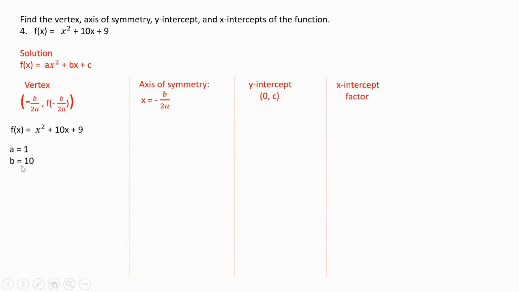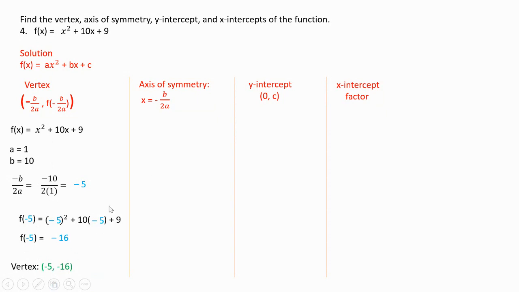So here we go for the vertex. We have to know that a is equal to 1 and b is equal to 10. We plug into the formula, which would be negative 10 over 2 times 1, which gives us negative 5. So this is my x part of the vertex. To find the y part, we evaluate f of negative 5, which means we plug negative 5 back into the original function, where the x is and also where the 10x is. Then we evaluate that, and that gives us negative 16. So what's my vertex? Negative 5, negative 16.